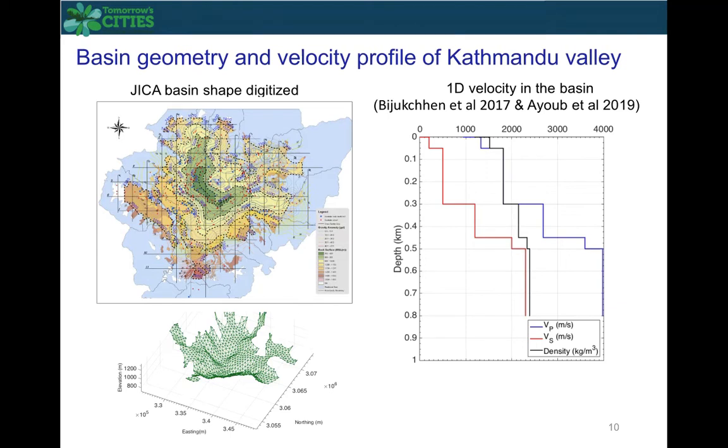The Kathmandu City team of the Tomorrow Cities is conducting research to better constrain the Kathmandu basin shape and the properties of the near surface and deep crustal structure. The new data from these efforts will enable us to have a more accurate representation of these properties, and hence it will enable us to have higher accuracy in the conducted simulations.